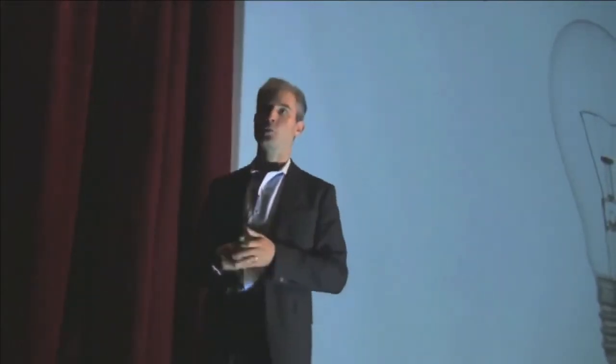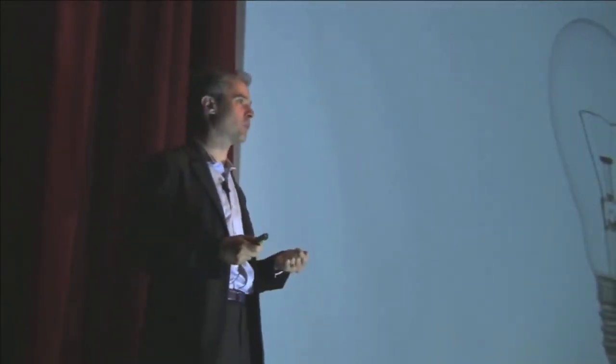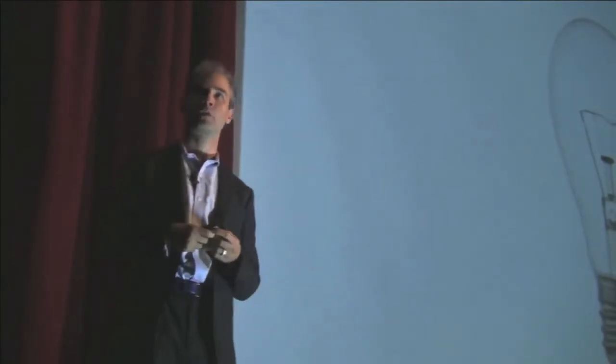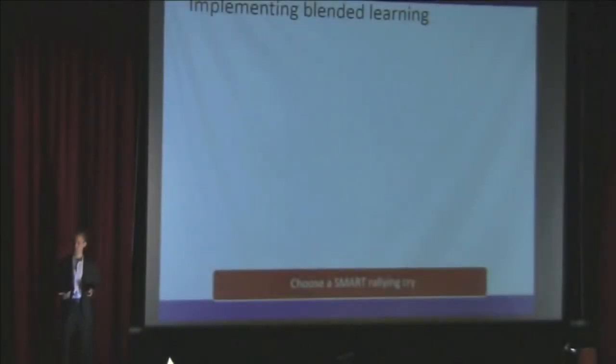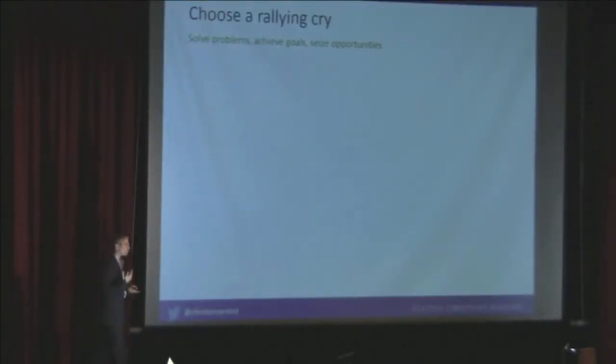Now, here's the design question, which is how do we seize blended learning's potential to actually realize that promise for every single child? And the first part of it is to start with what we call a smart rallying cry. Do not start with technology. Do not start with the one-to-one iPads. Do not start with the newfangled gadget. Figure out why we are doing this. What are the goals, the problems, the opportunities that we want to solve, achieve, seize for our students? What matters to us as a schooling community? And be very deliberate and intentional about that.